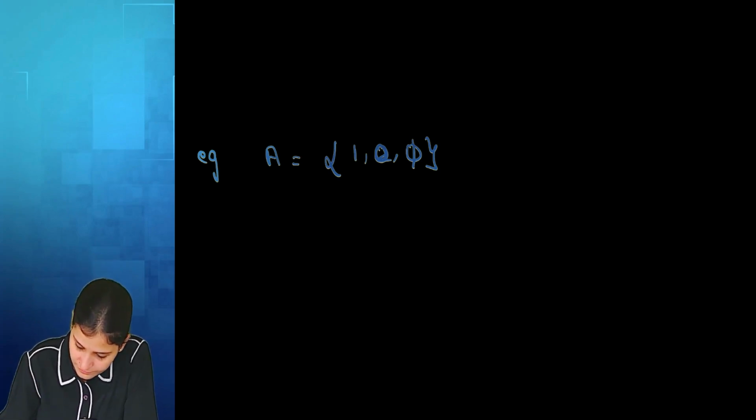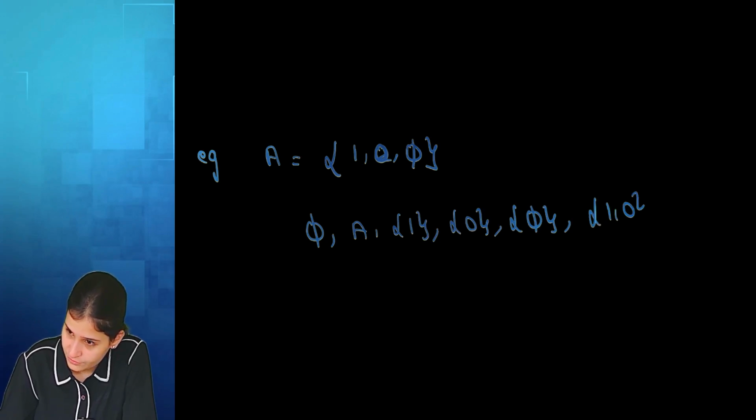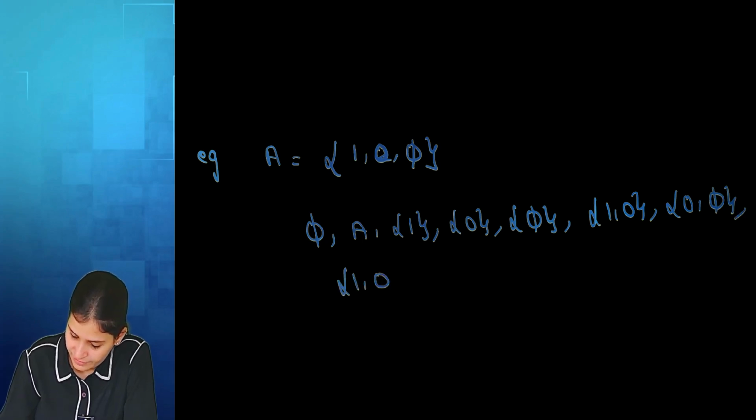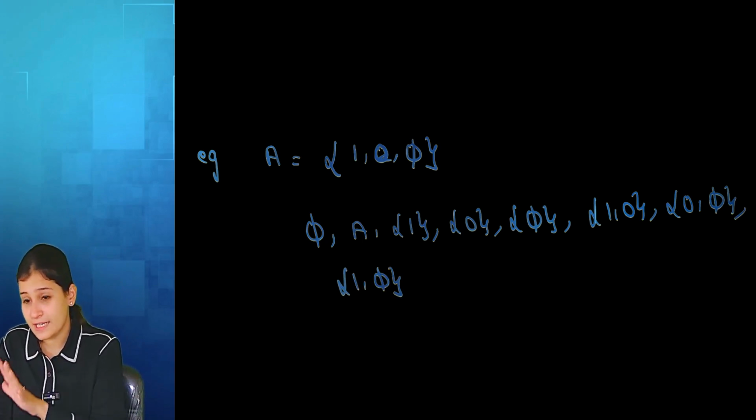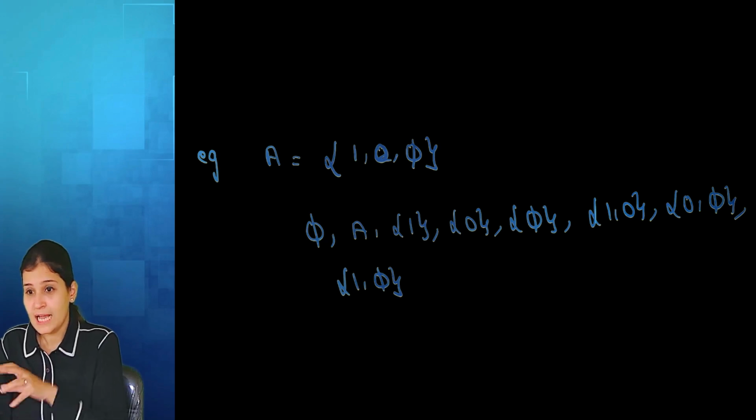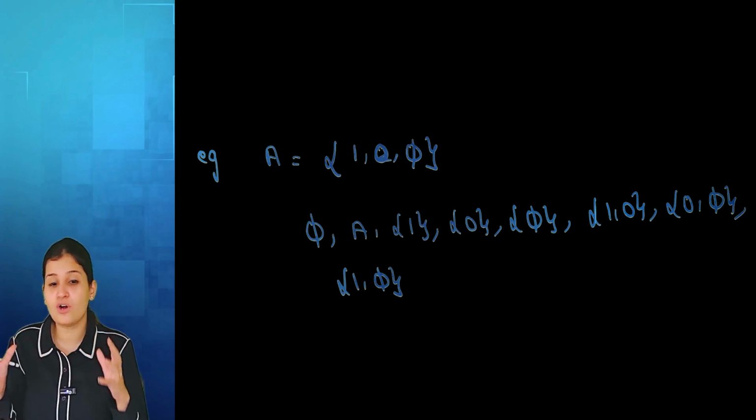First, list down the subsets. Null set, singleton 1, singleton 0, singleton 5, 1 comma 0, 0 comma 5, 1 comma 5, and the set itself. This is what? List of all the subsets. Understand first, I'm teaching something new. I have listed down all the subsets. So this is a collection of all the subsets of it.